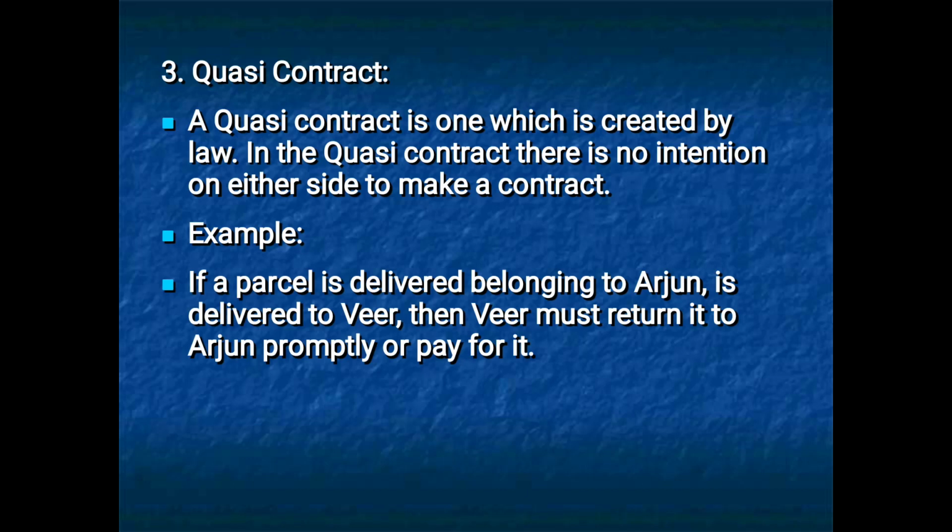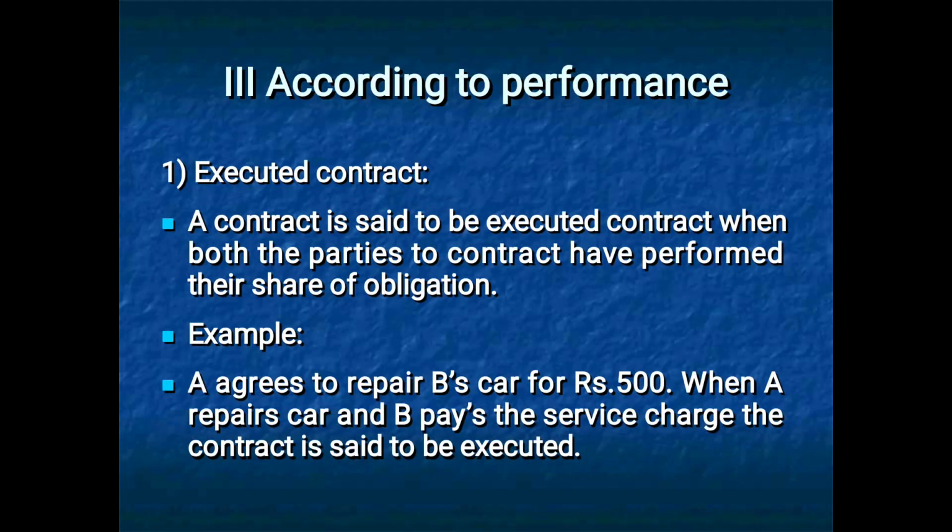So it is very clear that quasi contracts are the contracts created by the court of law in case of any loss occurred to some people by other people. Maybe a compensation given by one party to the affected party. Third main head, on the basis of performance. So on the basis of performance, these contracts are subdivided into executed contract, executory contract, unilateral contract and bilateral contract.